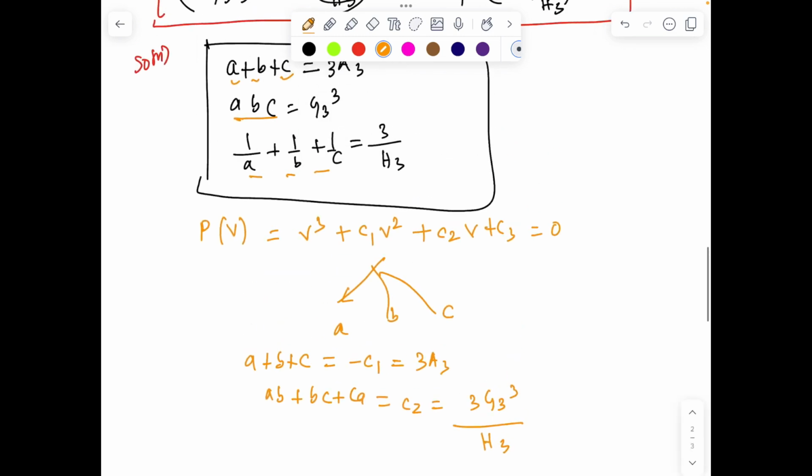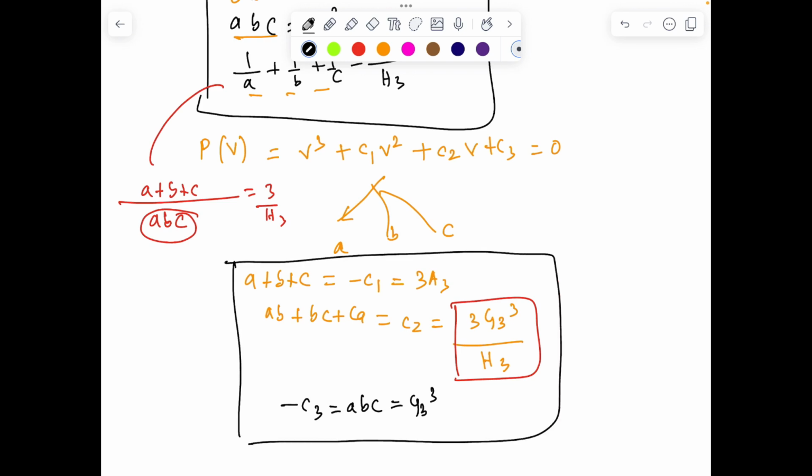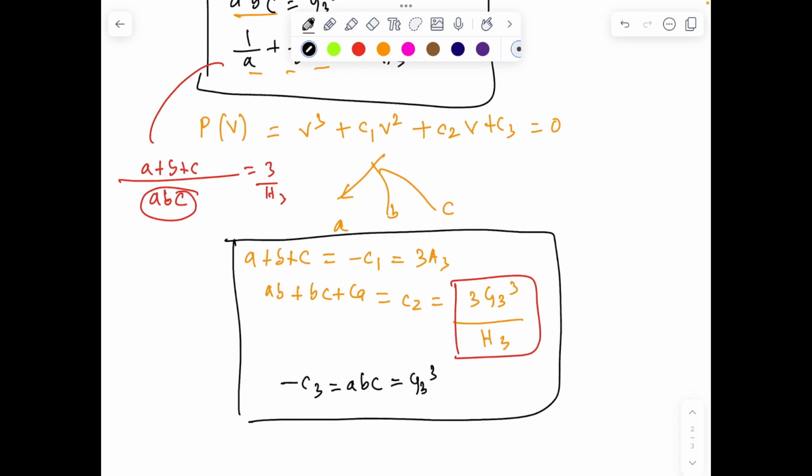You can see here that if you take the LCM, we get AB plus BC plus CA over ABC, and that is 3 by S3. Now ABC we know is G3 cube, so from here we got this relation. The third relation that I'm going to get is minus C3 equals ABC, and ABC is already G3 cube. So we have these three relations.